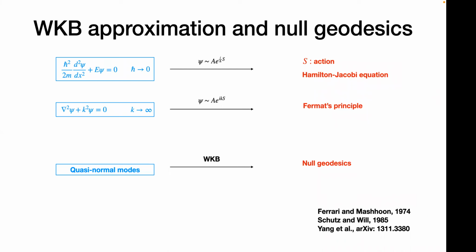Similarly, for a quasinormal mode, we can use the WKB approximation to treat it as a light ray. And we know that light near a curved black hole follows null geodesics. So it's important to understand the features of null geodesics around curved black holes.